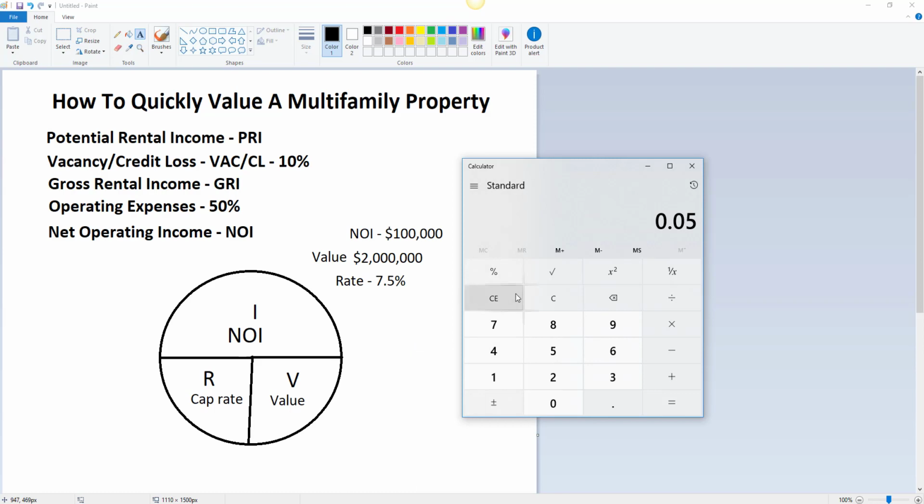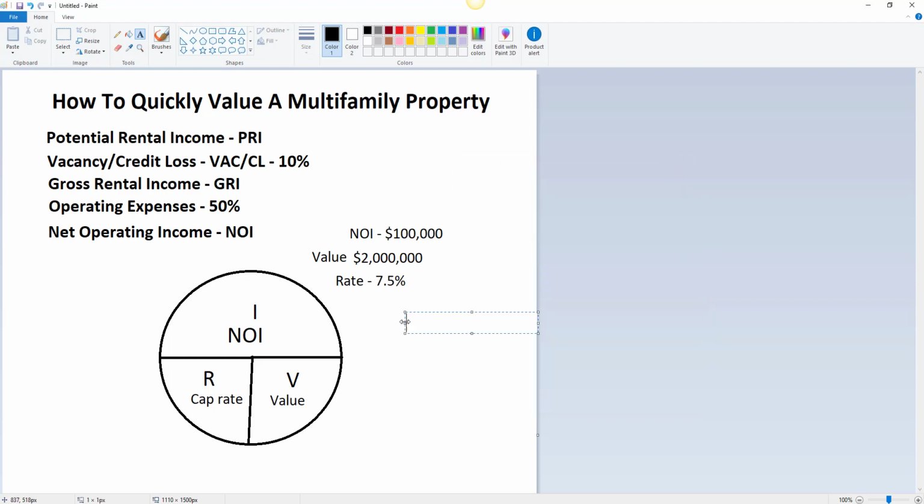we bring our calculator back out, and we say our NOI is $100,000, and we divide it by 0.075, that gives us a value of about $1,333,333. So we're $677,000 off of his asking price. That's probably going to be too big of a spread.